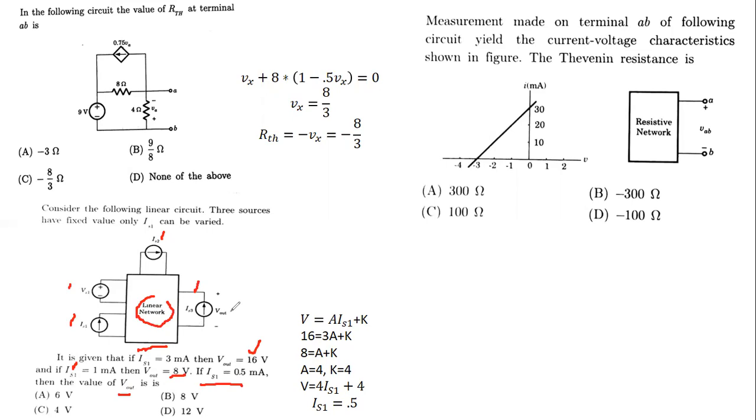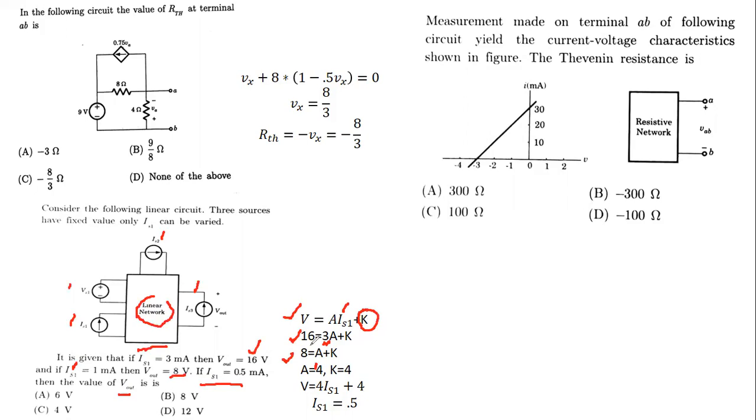So we can assume the equation as V equal to A IS1 plus K. This K is representing the constant term due to the other sources. We are varying IS1, so the equation can be written as V equal to A IS1 plus K. When the value of current IS1 is 3, the voltage value is 16. And in the second case, when IS1 is 1, the voltage value is 8.